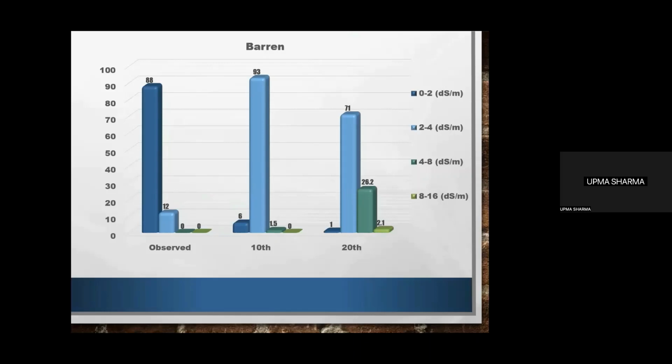Area under moderately saline and high saline in the observed year was 0, but it has slightly increased in the 10th year, and then a good increase has been observed in the moderately saline area, which is 26.2%.